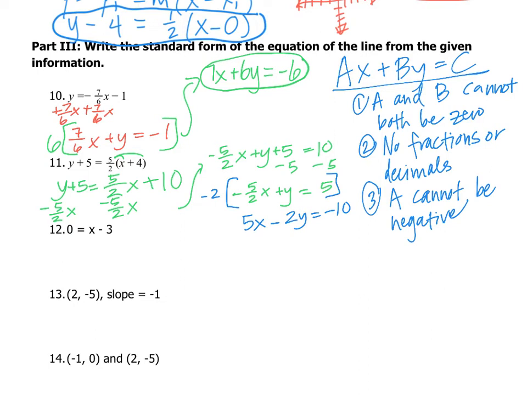Okay, let's refer to our rules. A and B cannot both be 0, we're good. No fractions or decimals, we're good. A cannot be negative, we're good. All right, there we go.